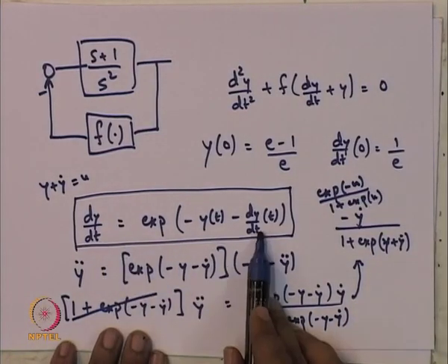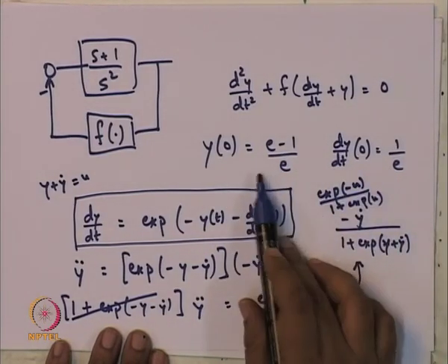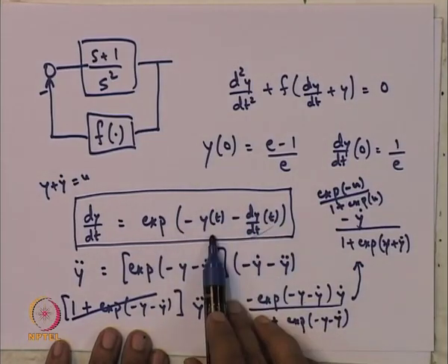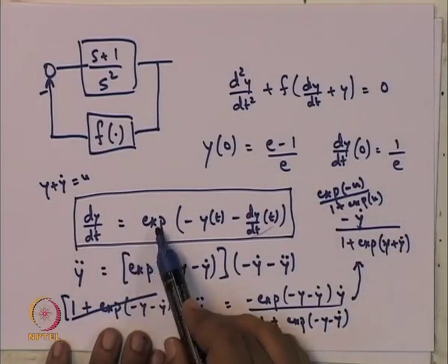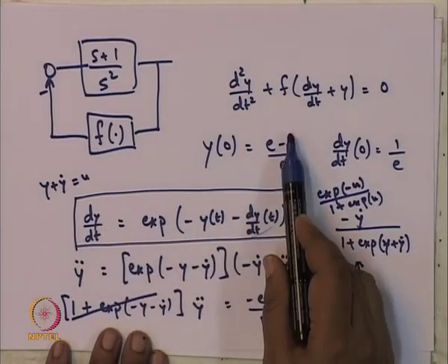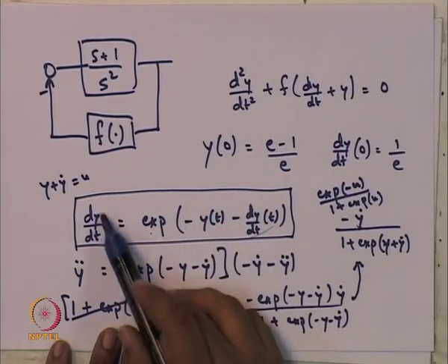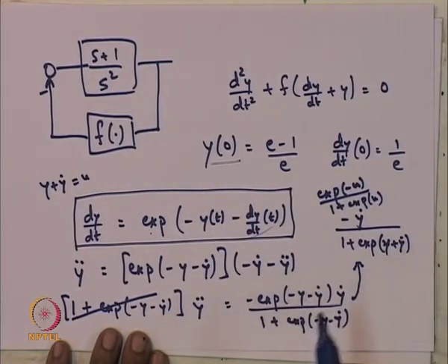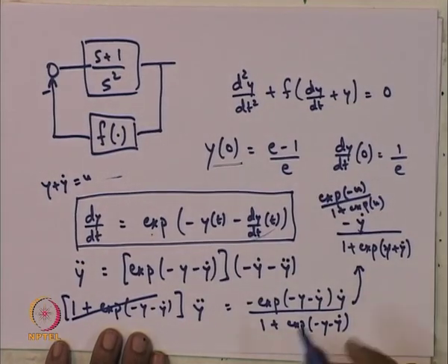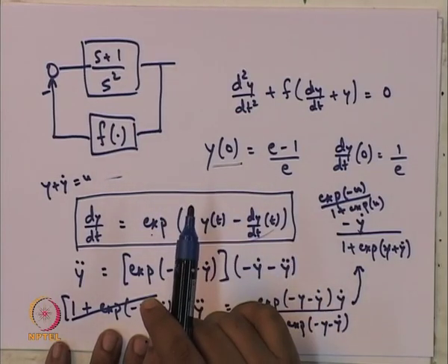Now, if you look at this solution, then it should be clear that once these are the initial conditions, this exponential of some quantity, so dy dt is going to increase. When dy dt increases, dy dt is positive. So dy dt is positive means y increases, so y increases, dy dt increases, and this exponential, so it will continue to have dy dt to be positive, and therefore y would continue to increase as time goes on, which essentially means that this system is not asymptotically stable. So this particular example tells us that the Eisenman's conjecture is wrong.